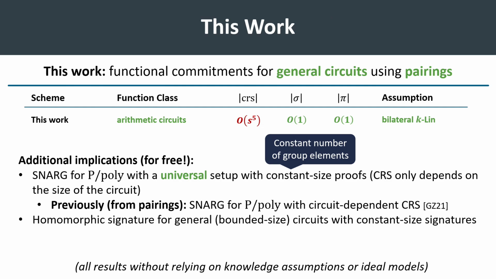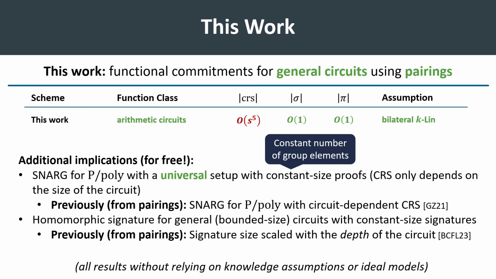We can also use this to get a homomorphic signature that supports general bounded depth, bounded size circuits, where the size of the signature contains only a constant number of group elements. And previously, again, pairing-based constructions had a dependence on the depth of the circuit.